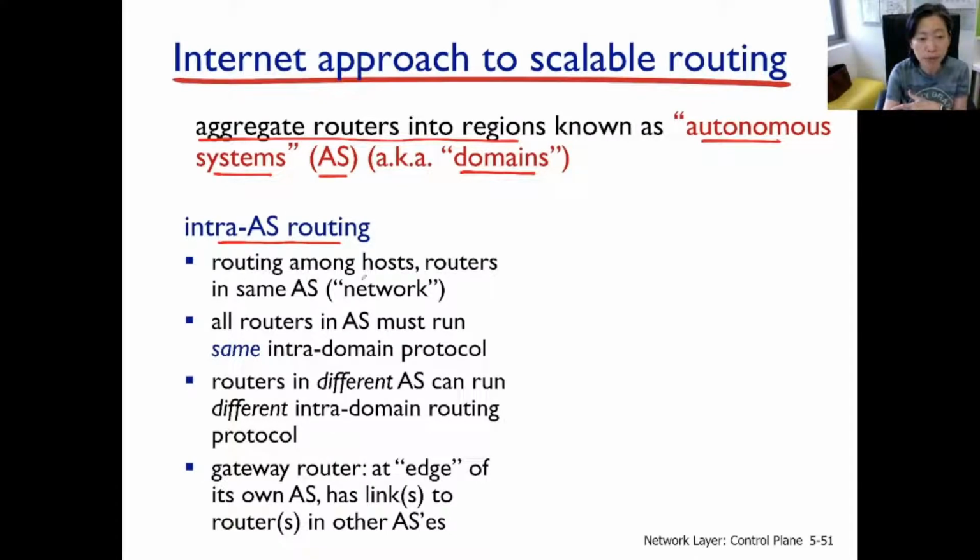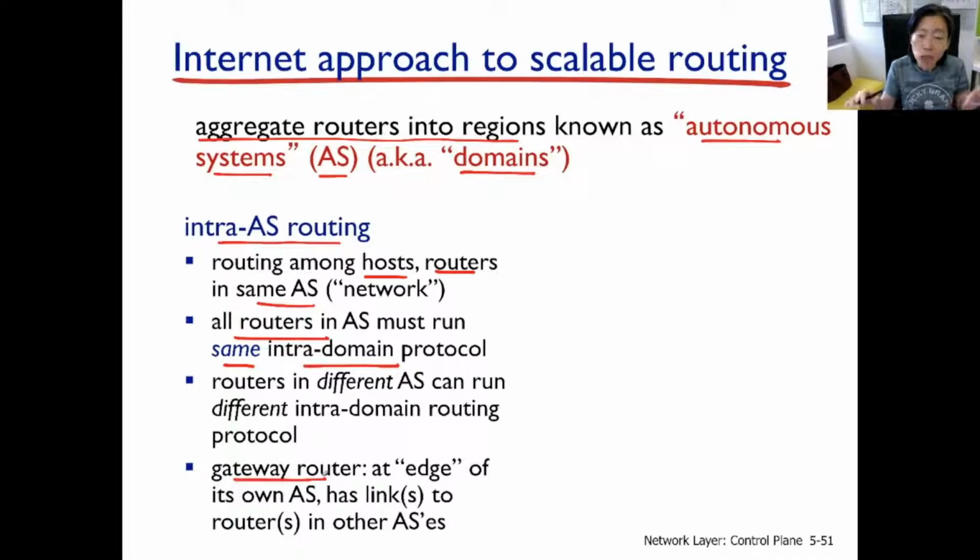So you see here, it's the routing protocol running among all the hosts and routers in the same AS. All routers in the same AS will need to run the same intra-AS protocol. Now, routers belonging to different ASs can then run different intra-AS protocols. That is an independent, autonomous choice of the network admins individually.